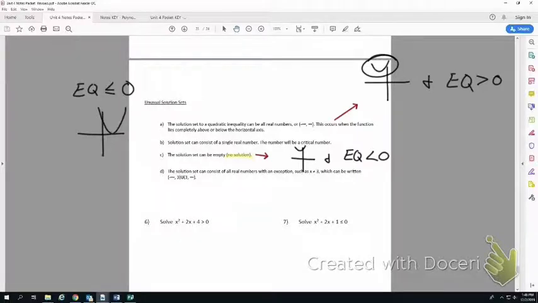So there is part of the parabola that is equal to it because it's right on it. So your solution would be whatever that number is. Okay, so whatever, x equals 2, if that's what it is.